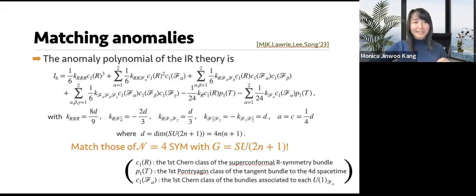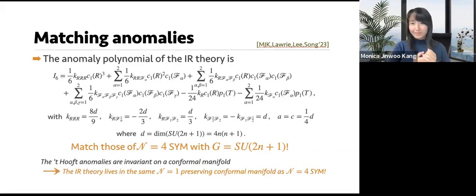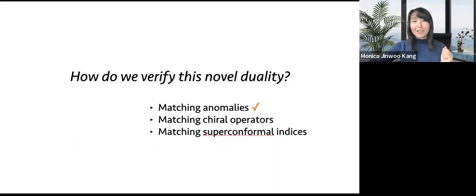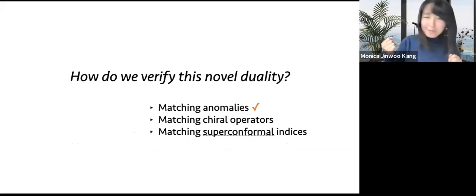So that now we did check these, and then the two anomalies are invariant on a conformal manifold. So what we can really deduce coming from that is that this IR theory really lives in the same N=1 preserving conformal manifold as N=4 super Yang-Mills. So we're already done with the first check. They verified the matching anomalies work really perfectly. Now let's do a little bit better.